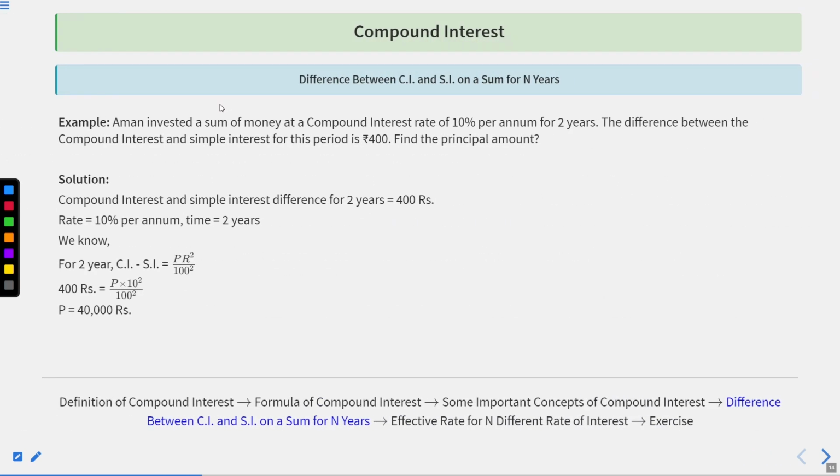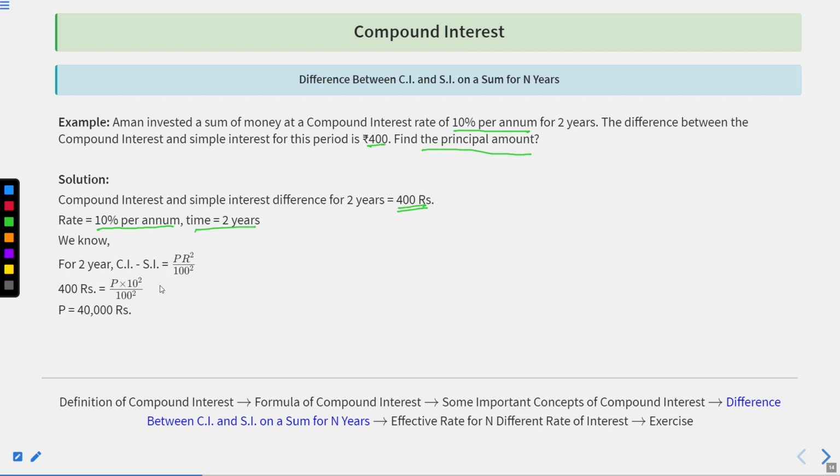For example, Aman invested a sum of money at compound interest of 10% per annum for 2 years. So the difference between the compound interest and the simple interest for this period is 400. Find the principal amount. So the solution: the compound interest and simple interest difference for 2 years is 400 rupees, and the rate is equal to 10% per annum and the time is 2 years.